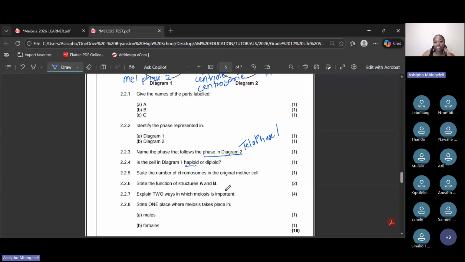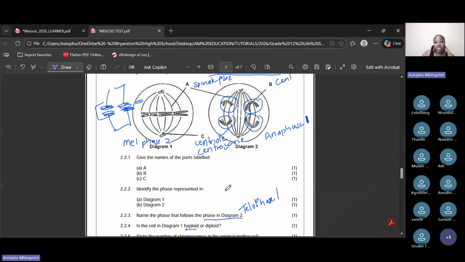State the function of structures A and B. Please raise your hand. Structure A is the spindle fibers. Structure B is the centromere. I need the main functions. Please do raise your hand. I think I'm messing up your name. Mangale, yes, the way I'm saying it is correct. Please do give me the answers for question 226, state the function of structures A and B.